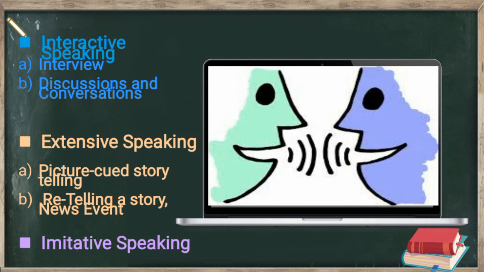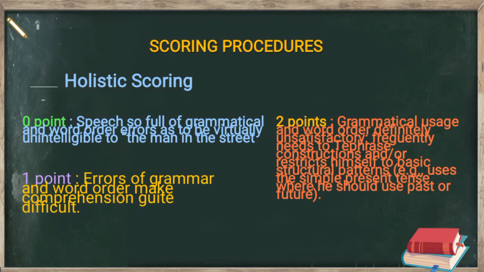And the last is imitative speaking. Imitative speaking tasks are based on repetition. You just need to repeat a sentence you hear. Examples include directed response tasks, reading aloud, sentence and dialogue completion, and limited picture cue tasks.